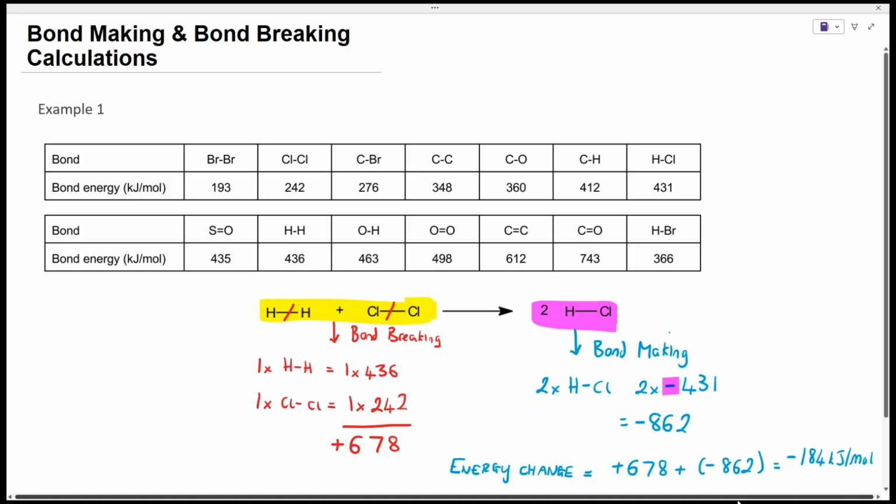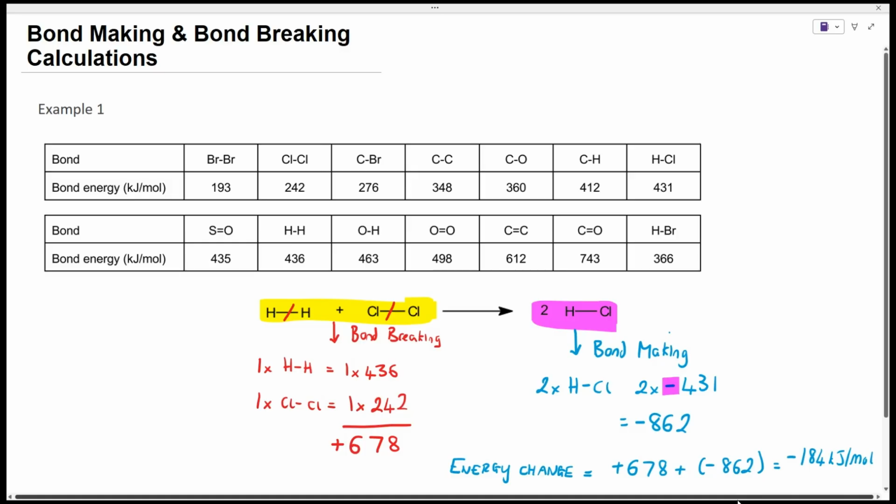Okay, now there'll be some of you thinking, when you've been taught this, you'll have been told to do the reactants minus the products. Now, in all the simple examples, that will work. Okay, doing reactants minus products is absolutely fine. There's nothing wrong with that method.